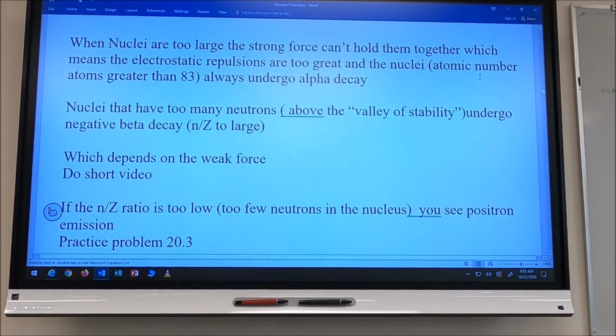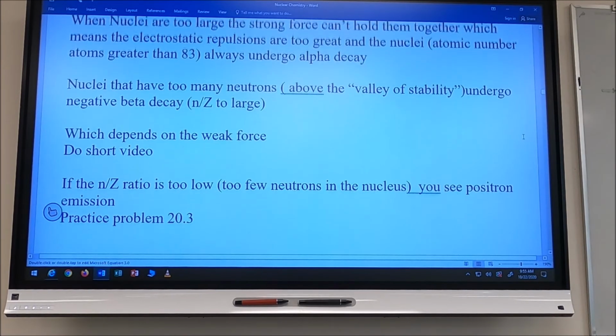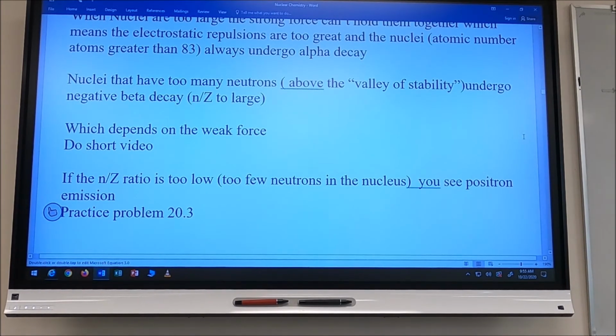Okay. When the nuclei are too large, the strong force can't hold them together, which means the electrostatic repulsions are too great, and the nucleus actually blows itself apart, and we see alpha decay. So, nucleons that have too many neutrons above the valley of stability undergo negative beta decay, which depends on what's called the weak force. Now, let me show you a little video on the weak force. It's a cute one, you'll like it.